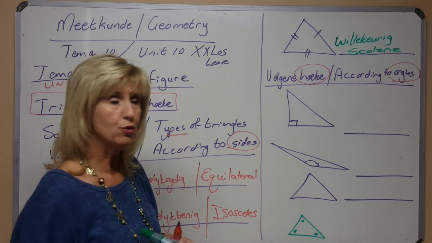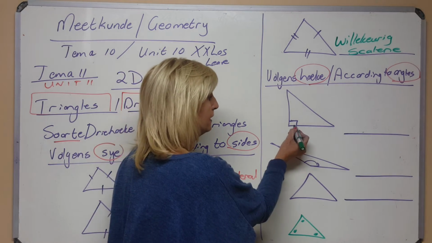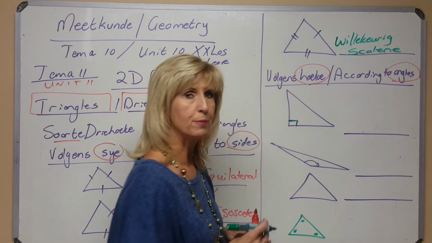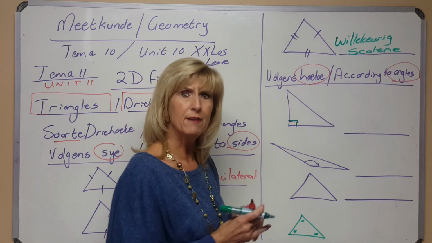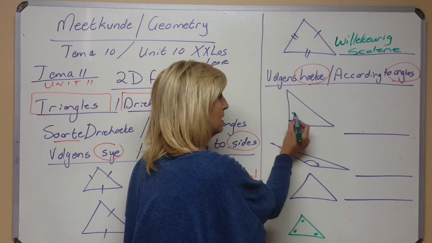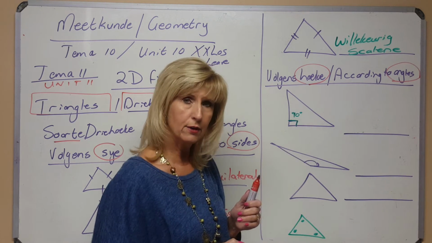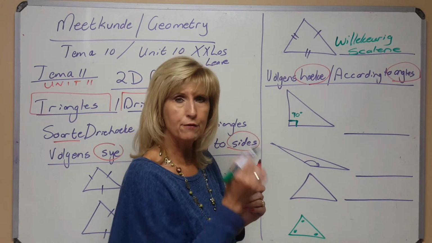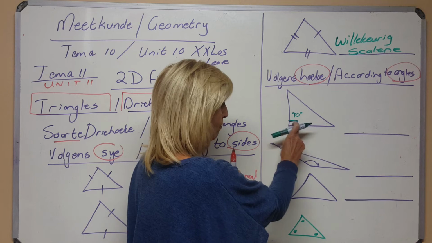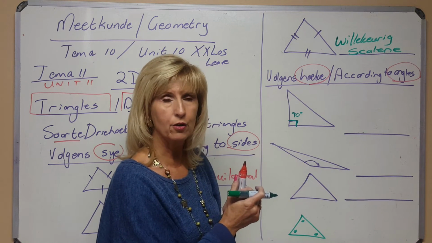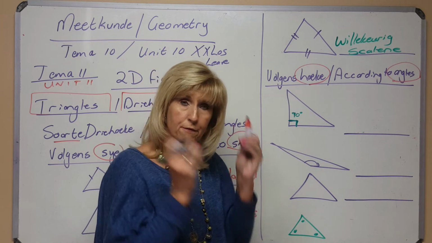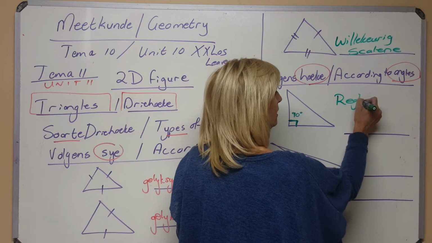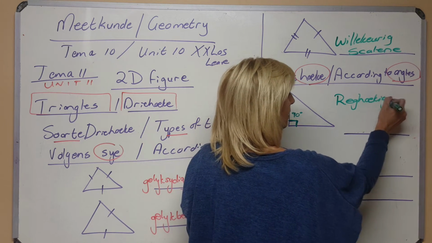Maar as ek nou volgens die hoeke hier gaan, en een van hulle staan daai dingetjie daarby, now you should know that this means perpendicular. Loodreg. Wat beteken dit? Hy's 90 grade. We're not going to write 90 degrees, because that little thingy there means 90 degrees. Jy hoef nie 90 grade te skryf nie, want daai blokkietjie dingetjie beteken 90 grade. So hy is 'n baie spesifieke driehoek. Hy is 'n reghoekige driehoek.